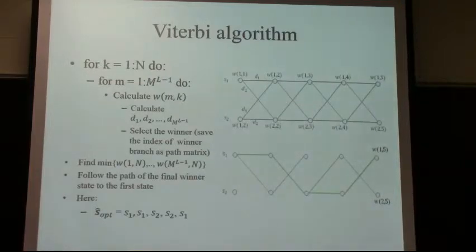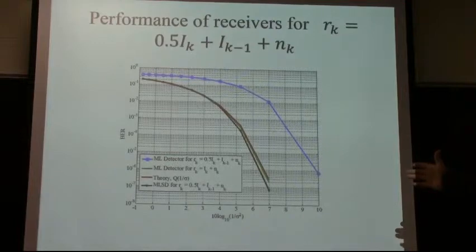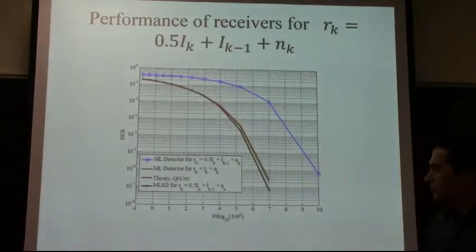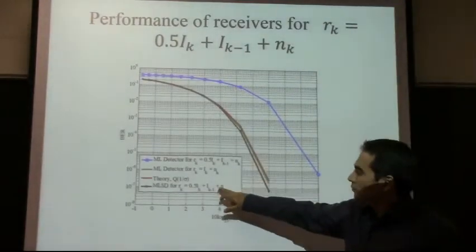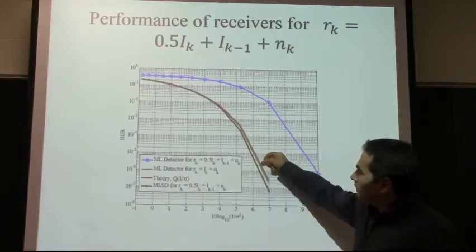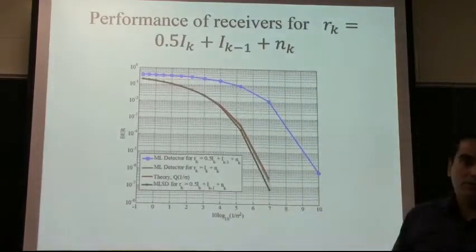This is the performance. Before that, let me just show the performance of the system. I want to solve an example here for you, but you can see the tremendous performance of the maximum likelihood sequence detection. The blue one shows the ML detector for this sequence. You can see it is even a little better than the case when there is no memory. And this is the theoretical error for binary PSK. And this is the maximum likelihood sequence detection performance.